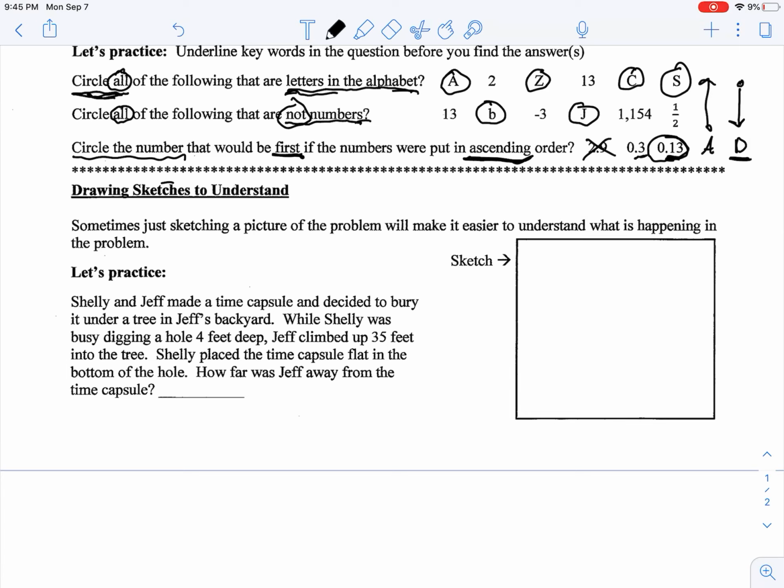Shelly and Jeff made a time capsule and decided to bury it under a tree in Jeff's backyard. So while Shelly was busy digging the hole, Jeff climbed up 35 feet. So I'm going to draw the ground, and there is a tree. So forgive my horrible artistry. We're not trying to be perfect artists here. We're just trying to get a visual representation of the problem. All right, so looks like Jeff climbed up 35 feet, so he's hanging out in this tree.